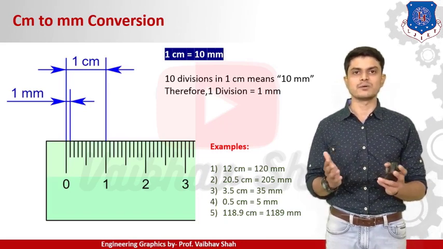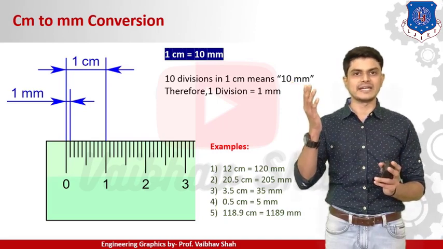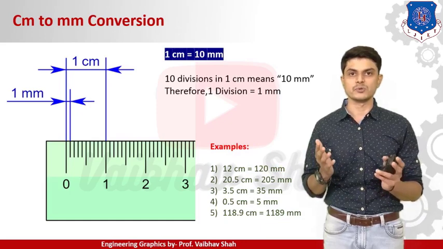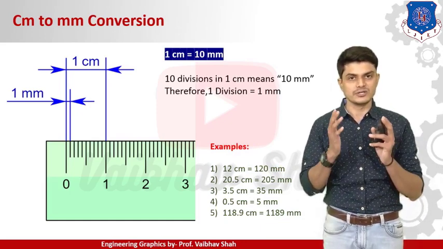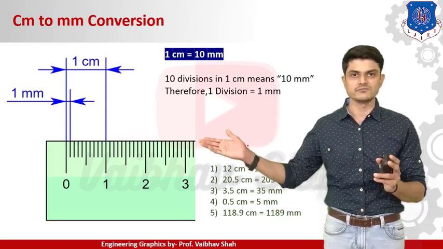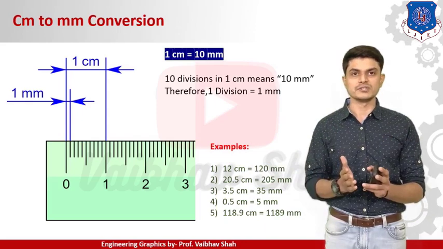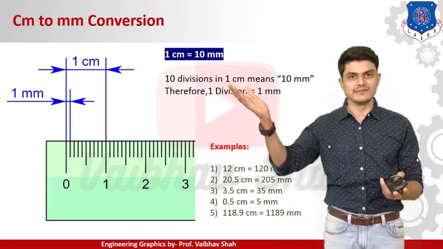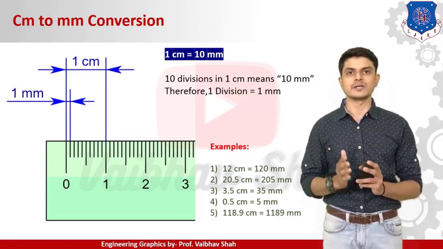So 10 divisions are nothing but your 10 mm. That means a single division would be 1 mm. So 1 centimeter contains 10 divisions, and 10 divisions are nothing but your 10 mm. That's why one single division would be 1 mm. So now we have the conversion factor. 1 centimeter is equal to 10 mm, or you can say 10 divisions. So here is the conversion of 1 centimeter to 10 mm.